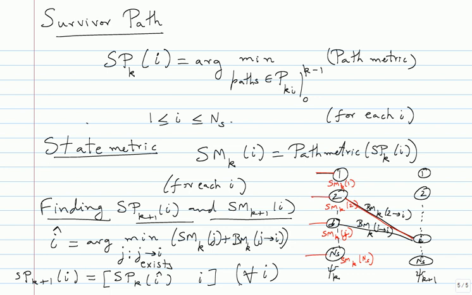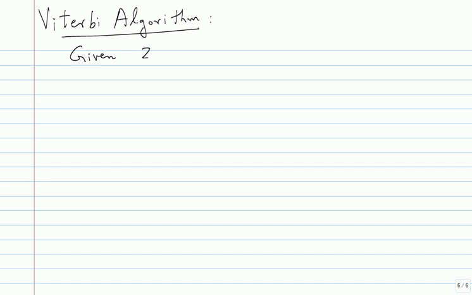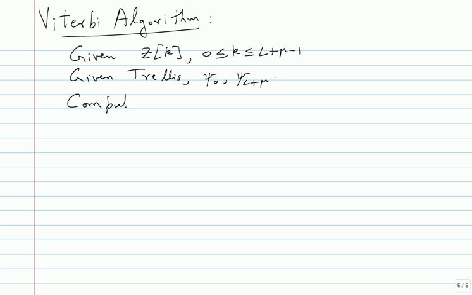For now, let me finish up the whole algorithm. I'm going to put this entire thing into an algorithmic format, and we'll call it the Viterbi algorithm. So the input to this Viterbi algorithm is zk, k between 0 and l plus mu minus 1. I'm also given the trellis, and I'm also given psi 0 and psi l plus mu. So all these things I know. All right. So the first step is to compute branch metrics for all branches.